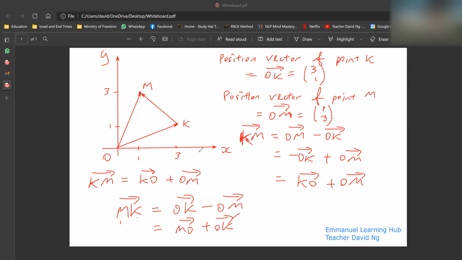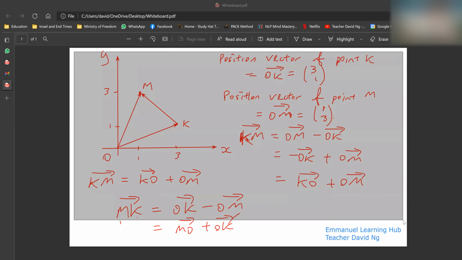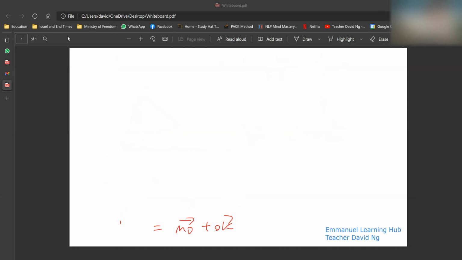So you want me to show you an example on position vector? Sure. I'll show you one example. I'll create one example on position vector.